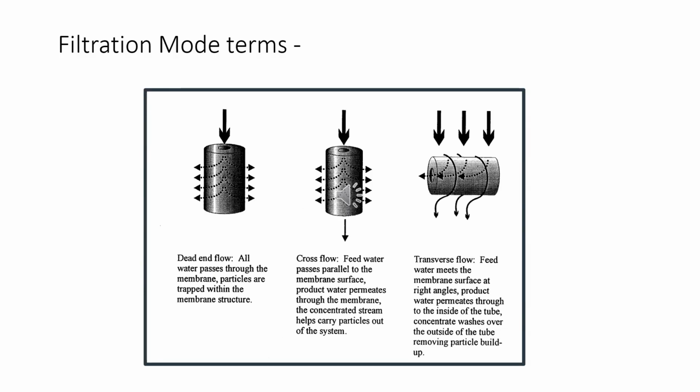So here we have different types of filtration mode. The first one is dead end flow, where all the water passes through the membrane. The particles are trapped within the membrane structure. And then we have a cross flow mode, where the feed water passes parallel to the membrane surface. Product water permeates through the membrane. The concentrated stream will help carry particles out of the system.